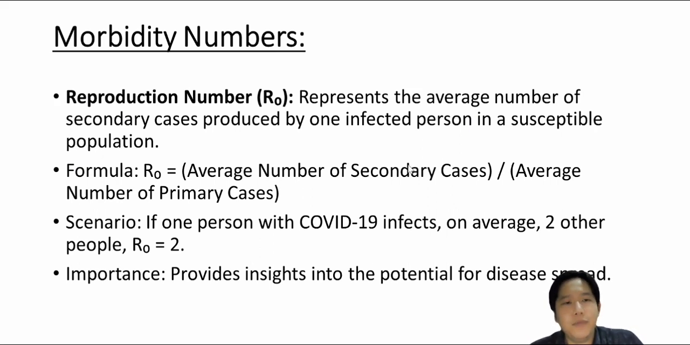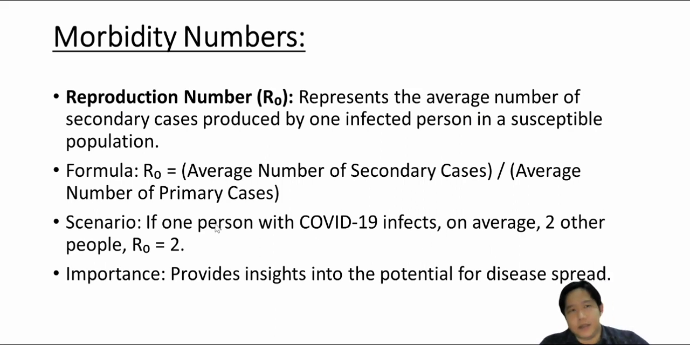Okay. Here's the formula for R0. The numerator is the average number of secondary cases divided by the average number of primary cases. Here's the scenario. If one person with COVID-19 infects, on average, 2 other people, what's the reproduction number? Based on this information, we conclude the R0 or the reproduction number is 2, since one person with COVID-19 on average infects 2 other people.